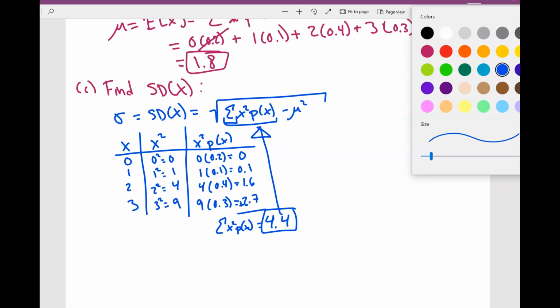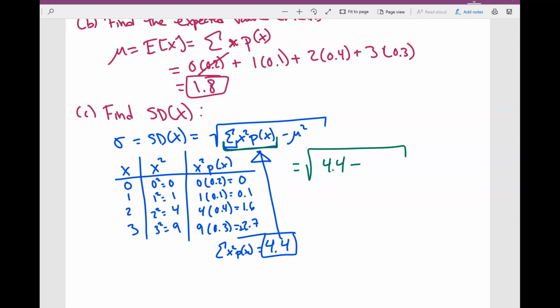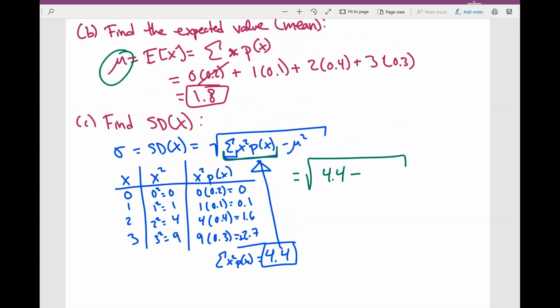Let me go ahead and plug it in. So I'm going to have the square root of this whole thing, which is 4.4, minus mu. What is mu? Mu was the thing that we found in part B. Mu in this case is 1.8. So I'm going to take 1.8 and square it. I'm going to put that into my calculator: the square root of 4.4 minus 1.8 squared. Let's round it to 2 decimal places. It's going to be 1.08, approximately. So that's going to be the standard deviation.